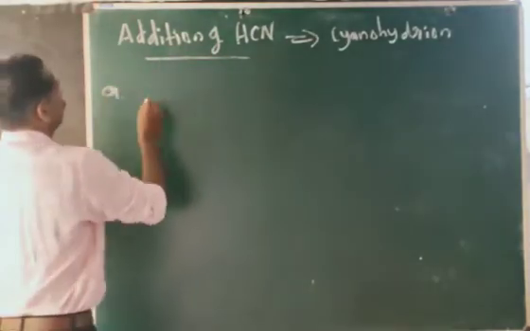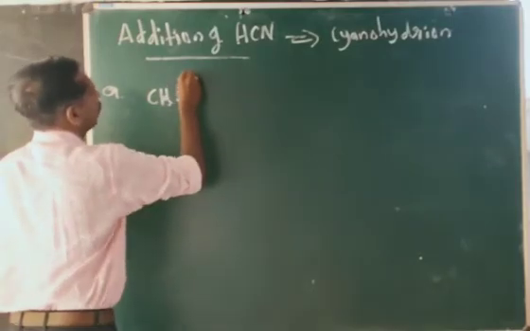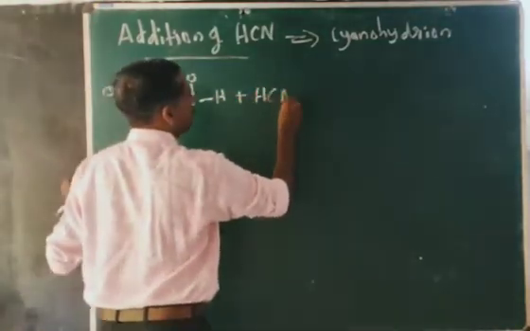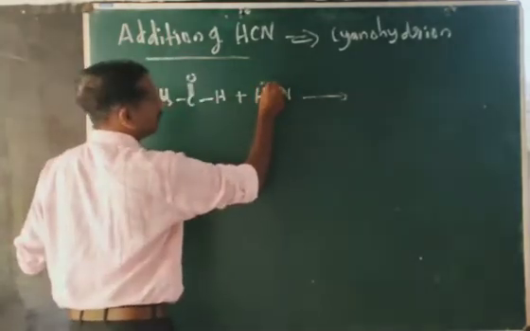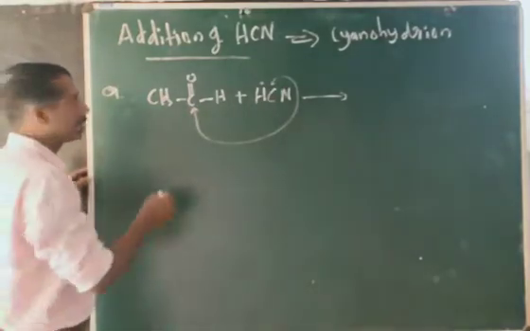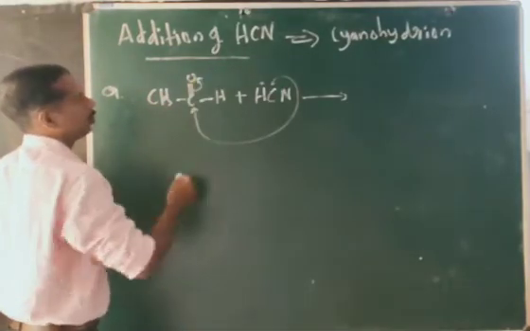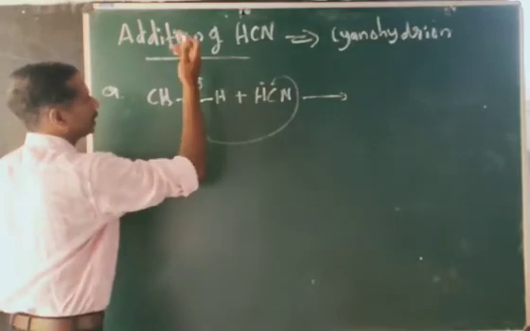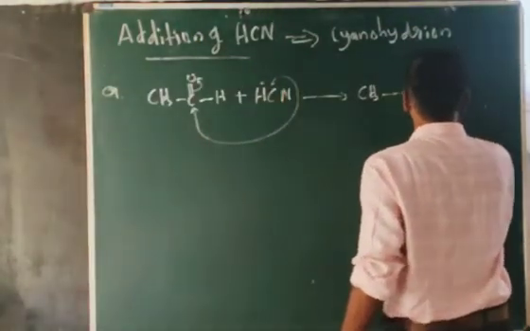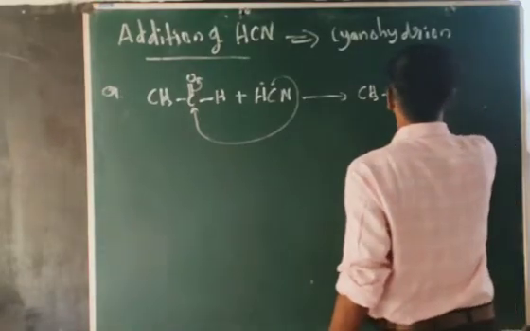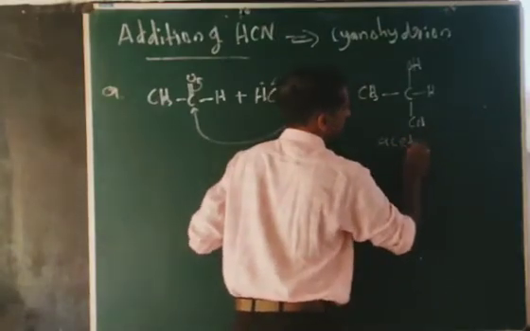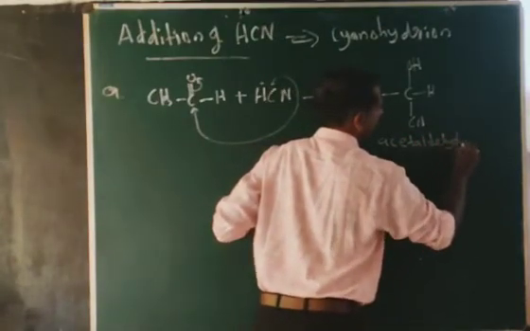Example. CH3CHO, acetaldehyde, reacts with hydrogen cyanide, HCN, that means H plus and CN minus. CN minus will attack the positively charged carbon. The bond shifts to oxygen, then the positive part H plus attaches to oxygen and we get CH3CH, here it is CN and here it is OH. This compound is known as acetaldehyde cyanohydrin.